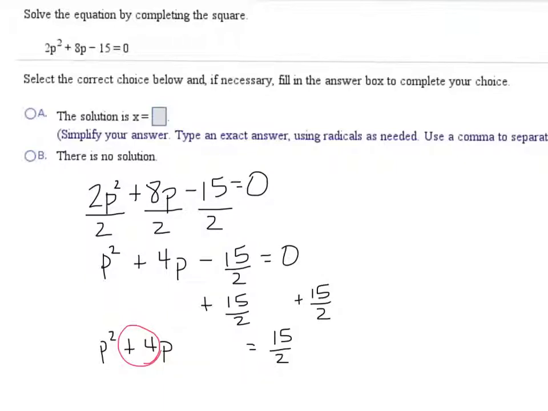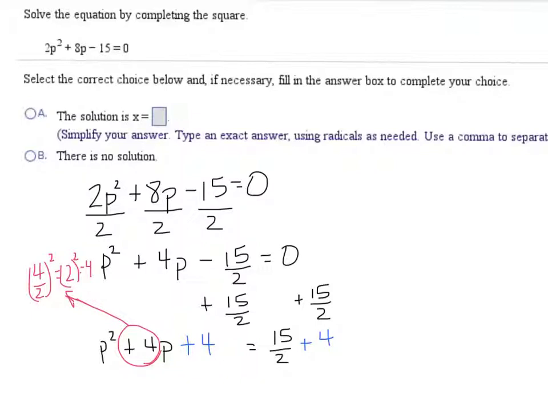So I'm going to move this to the side so that we can see. 4 divided by 2, and it's positive 4. Keep the sign on it. And then I square that. So that gives me 2 that I'm squaring, which is just a 4. So that's what I need to add to both sides. So I'm going to add 4 here, and I'm going to add 4 on that side.